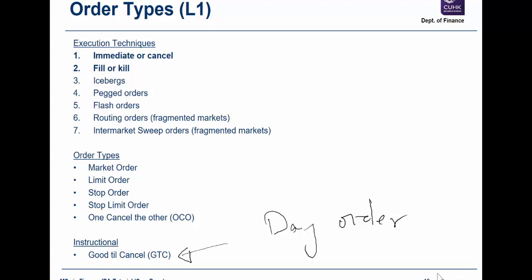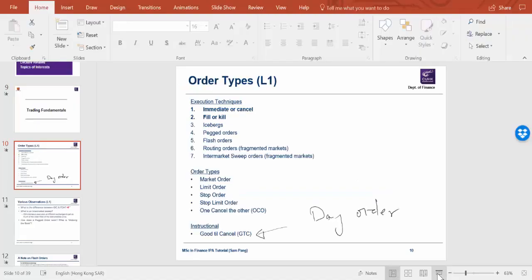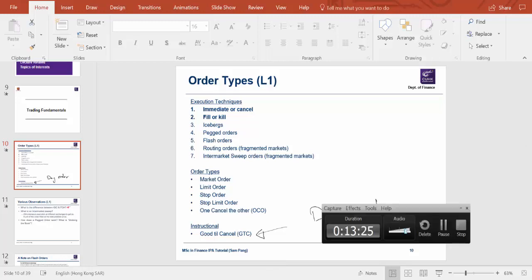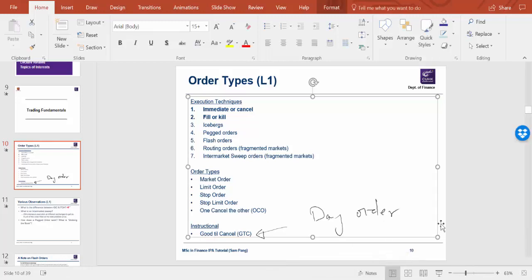Actually, somebody was asking me what that means. The best thing for me to do is just bear with me a second. I'm going to try and split the screens. I'm going to show the lecture on one screen and then my slides on the other. Okay. And flash orders, I think, there's some interest on that.